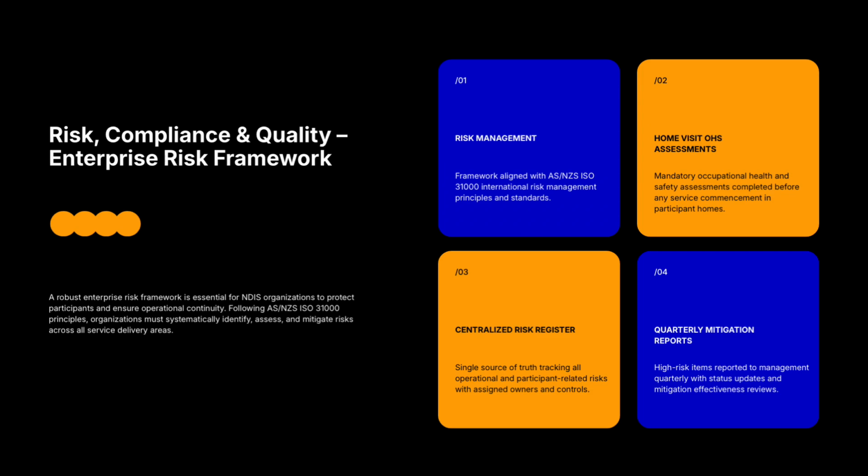Section 2 introduces the operational shield of the organization, the systems dedicated to enterprise risk management, statutory compliance, and continuous quality improvement. In the NDIS landscape, governance must actively protect participants, workers, and the business entity from preventable harm.